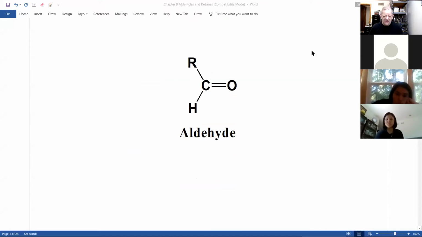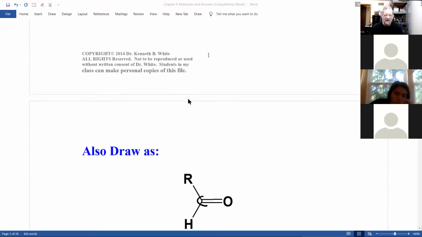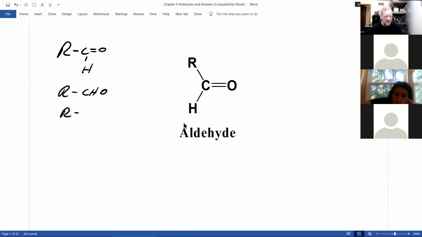Remember, an aldehyde is a carbon double bonded to oxygen with an R group and a hydrogen on it. There are different ways of drawing it, but I usually tend to draw it like this, or like this. You can draw it either with or without showing the double bond, but I like this way only because I think it looks cooler. And good habits I don't break.